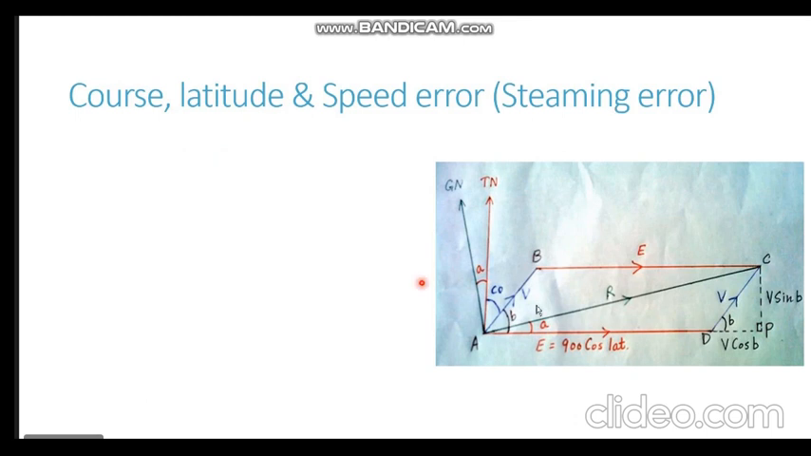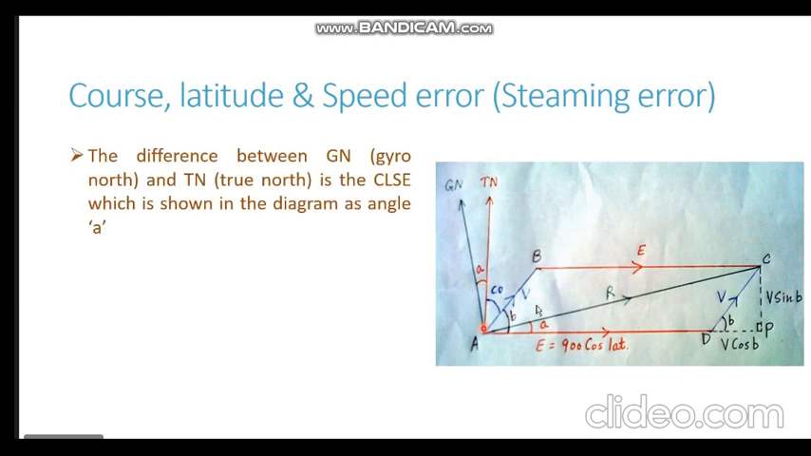Any doubts? Seen that this particular angle here, angle A, which is the angle between the true north and the gyro north, is our CLSE. Now this particular angle A is the same as angle A, which is shown here. You can follow the laser pointer. You see we have a small angle A here also. This is basically angle delta alpha Charlie.